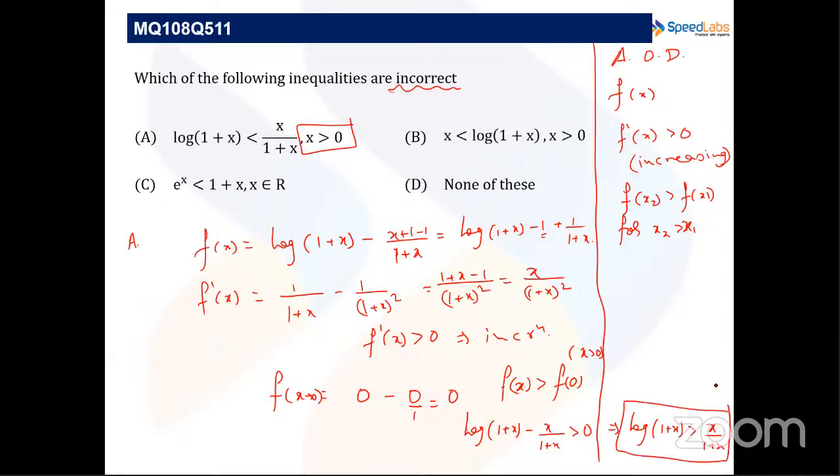But the given condition is log(1 plus x) less than x upon 1 plus x, which is not true. So we have to find the incorrect condition, and this is an incorrect condition. So our option is A. Let's check the other options. You got the basic concept?